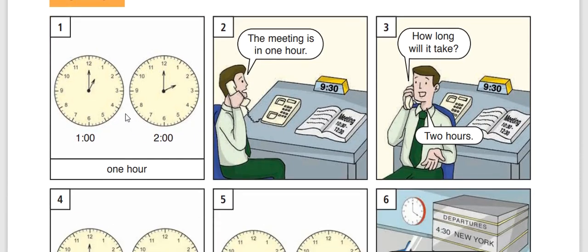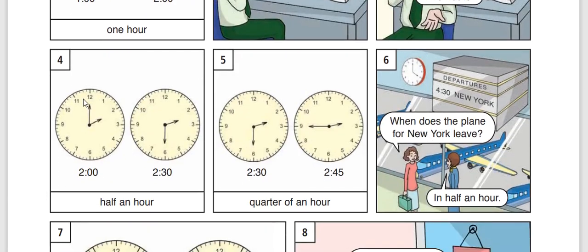Picture 1, 1 hour. Picture 2, the meeting is in 1 hour. Picture 3, how long will it take? 2 hours. Picture 4, half an hour. Picture 5, quarter of an hour. Picture 6, when does the plane for New York leave? Sorry, there is a mistake. Picture 6, when does the plane for New York leave?